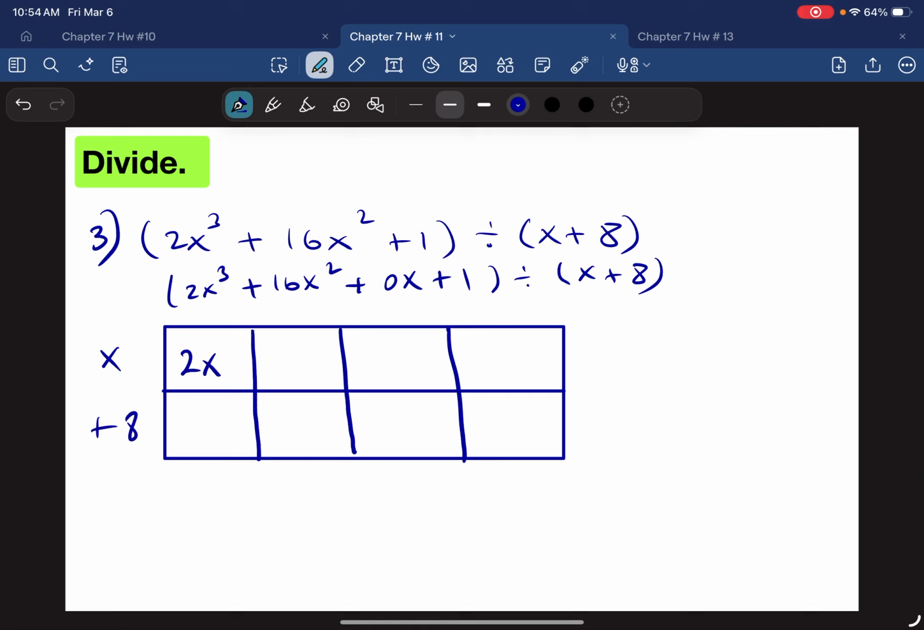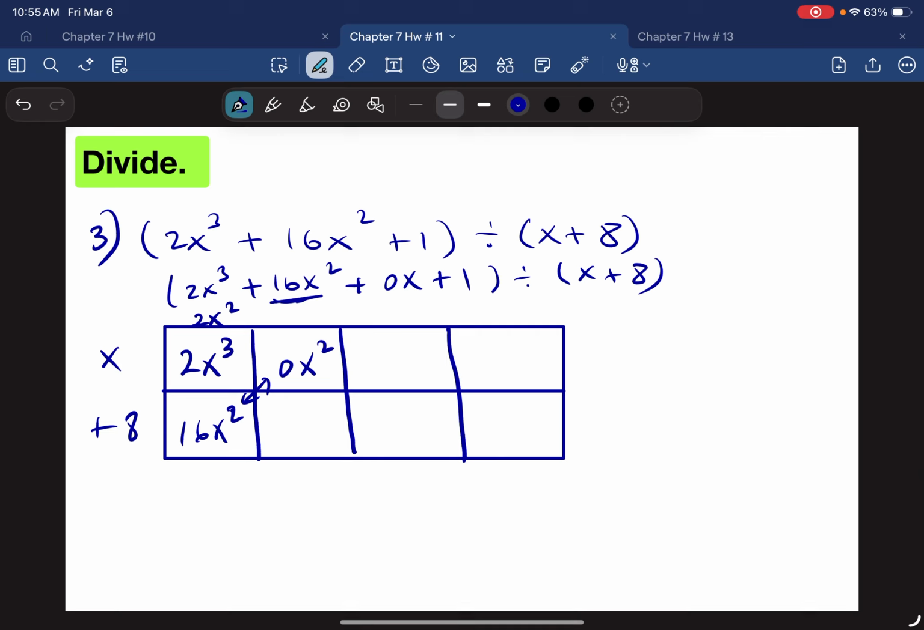Put the 2x cubed goes here. So x times something gives us 2x cubed, so that has to be 2x squared. So 2x squared times x is 2x cubed. 2x squared times 8 is 16x squared. These two boxes add up to give us 16x squared. But we already have 16x squared, so that means we're going to need 0x squared here, right? So 0x squared plus 16x squared gives us 16x squared, right?